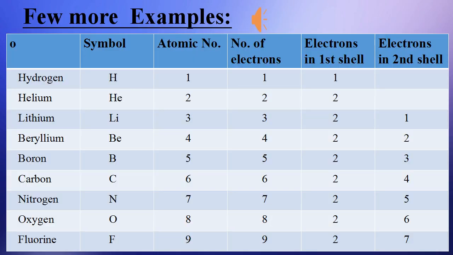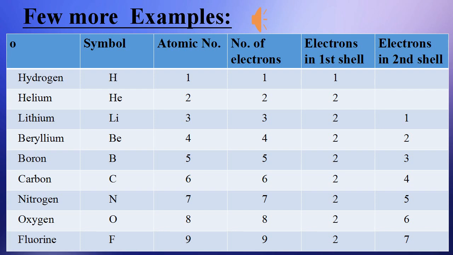Dear students, let's discuss a few more examples briefly. The hydrogen atom has 1 electron which is filled in its first shell. The helium atom has 2 electrons which are filled in the first shell. Lithium has 3 electrons. 2 electrons are filled in the first shell and 1 is filled in the second shell. Beryllium atom has 4 electrons. 2 electrons are filled in the first shell and the other 2 electrons are filled in the second shell. The boron atom has 5 electrons. 2 electrons are filled in the first shell and the remaining 3 electrons are filled in the second shell.